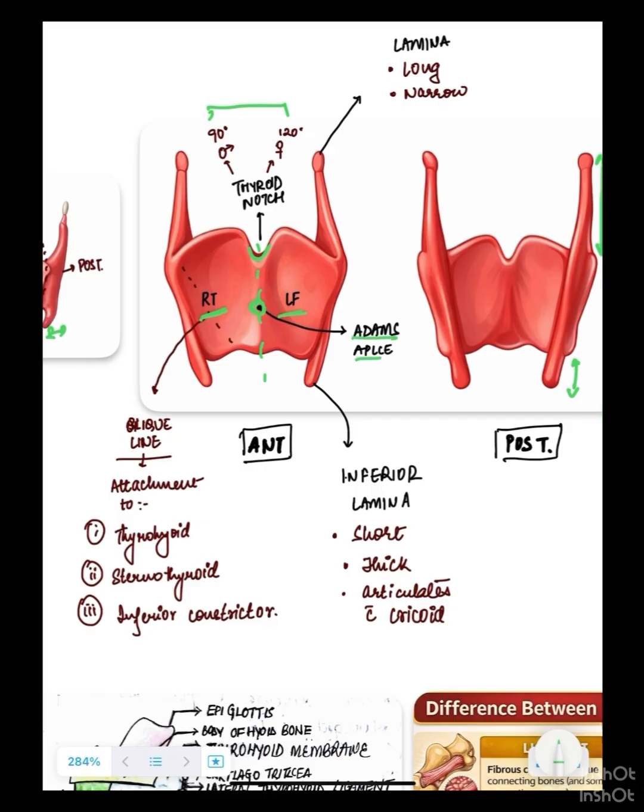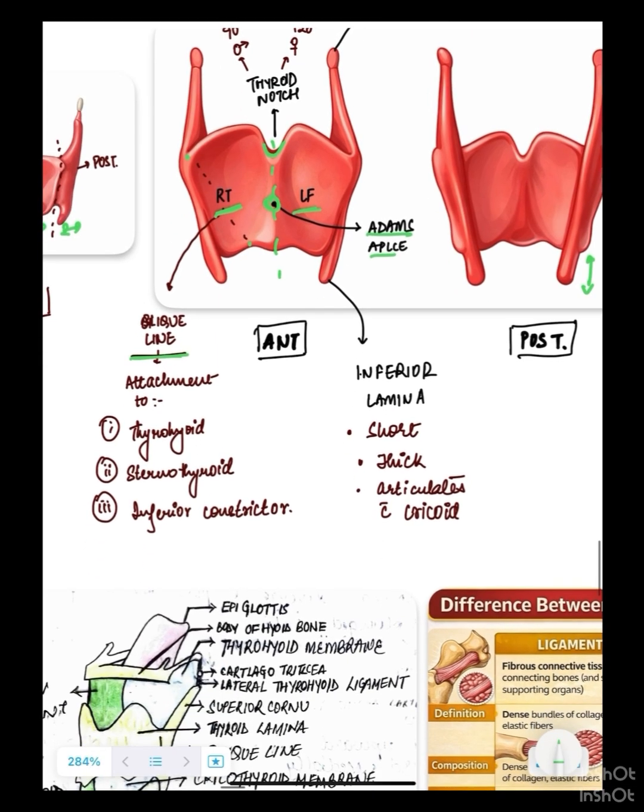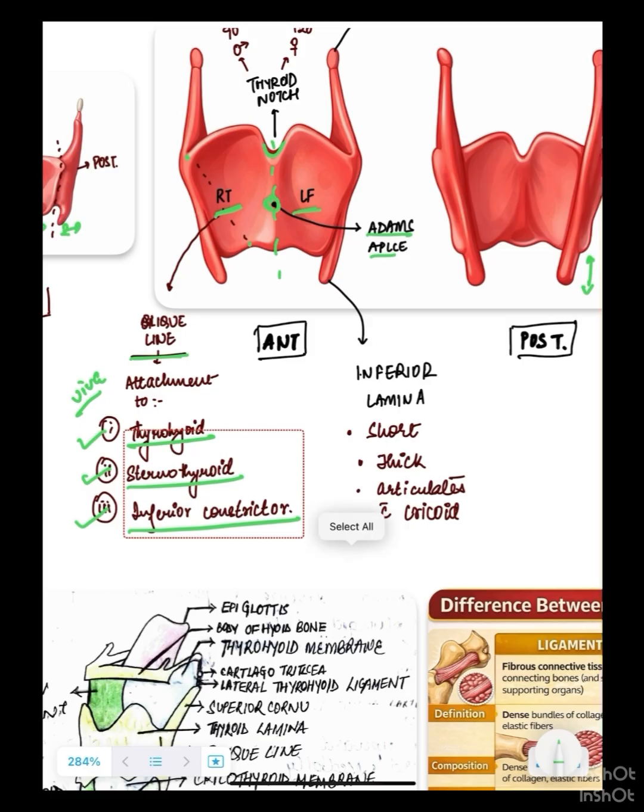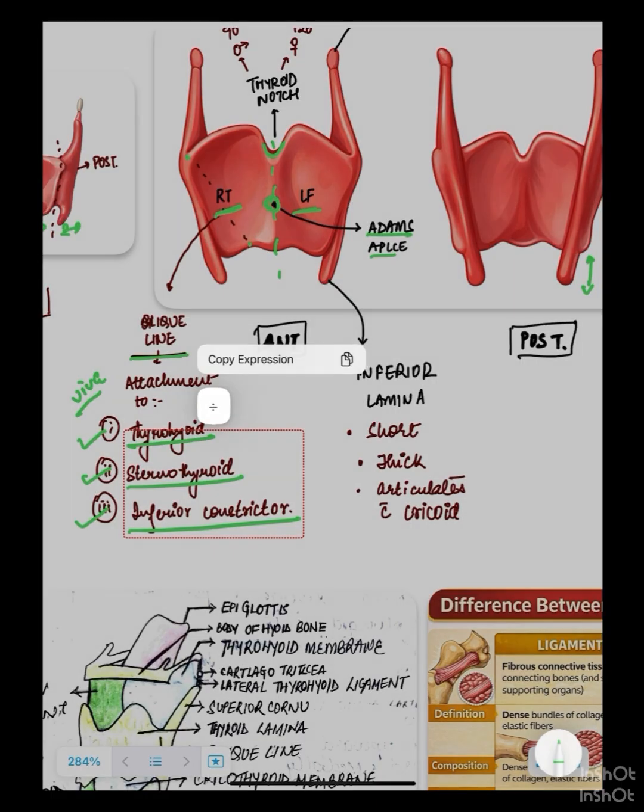There is a line that runs from the superior cornua to the inferior cornua, which is called the oblique line. And this oblique line provides attachment to muscles: thyrohyoid muscle, sternothyroid muscle, and inferior constrictor muscle. This can be asked as your Viva question: what are the attachments on the oblique line?